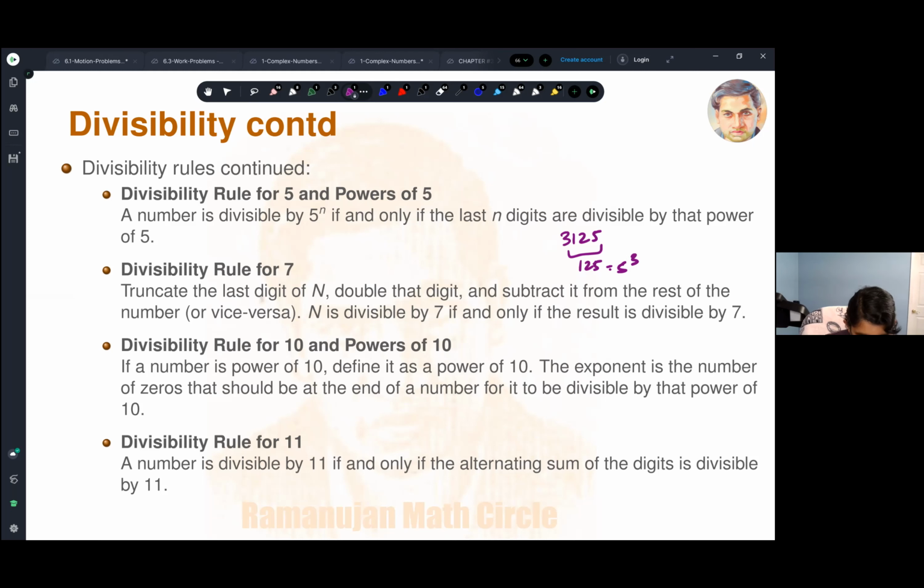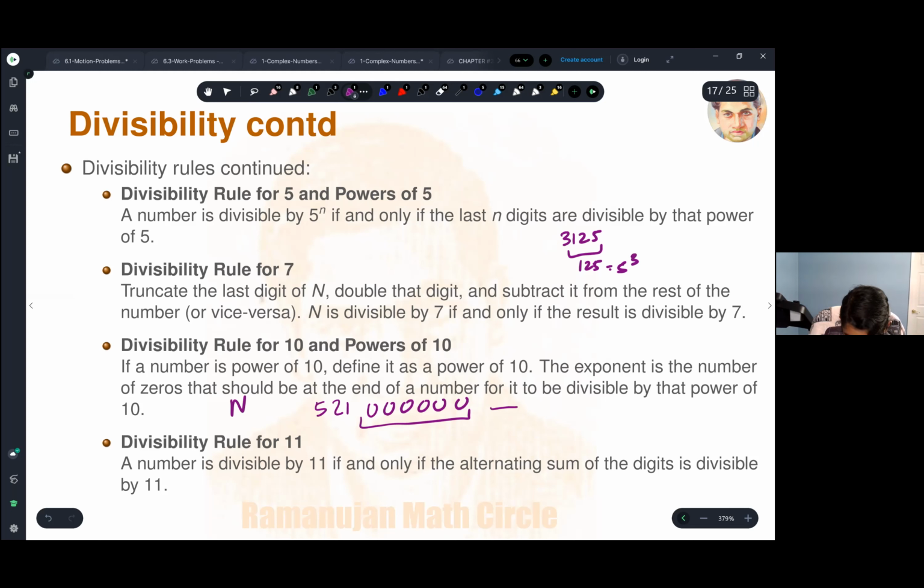Divisibility rule for 7. This is, I would say, by far the more involved one. So we're going to come back to this one at the end. Let's skip over and go to the divisibility rule of 10. The divisibility rule of 10 is really straightforward. The largest power of 10 that divides a certain number n can be determined by the number of zeros at the end of the number. So if there are 6 zeros at the end of this number, then the largest power of 10 that divides this number is 10 to the power 6.